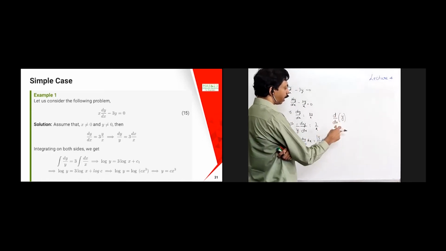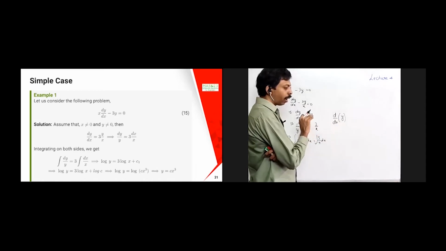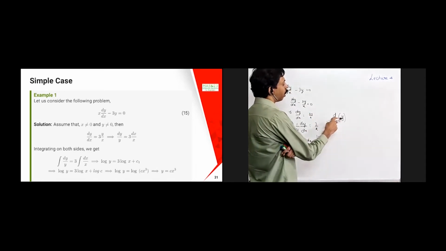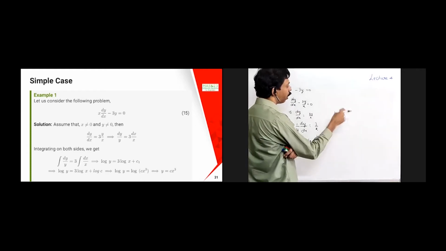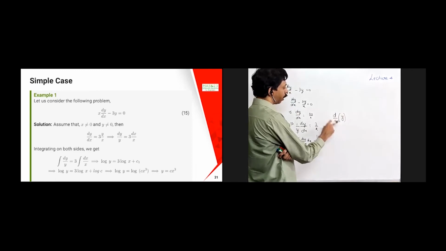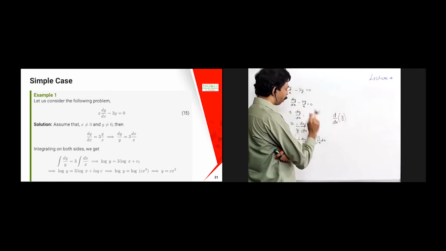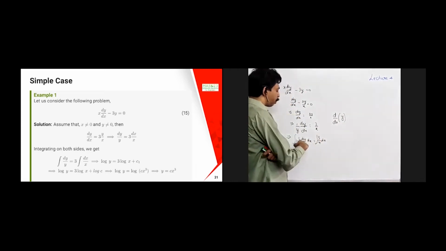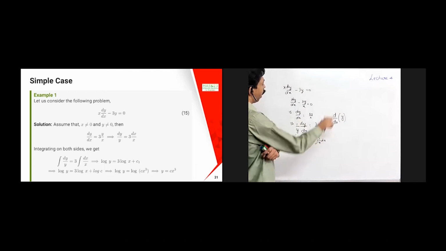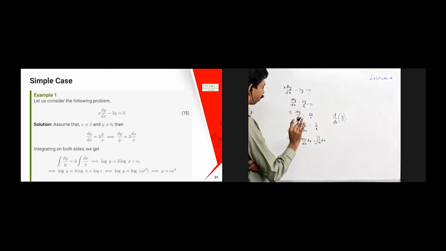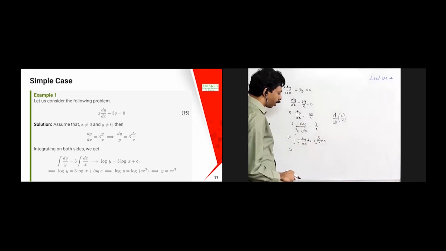Dy by dx is not a ratio. It is an operator, d by dx of y, differentiating this variable with respect to x. You should remember that it's not a ratio, because when I give this equation, people simply put dy by y here and put the dx over there. That's not the case. Dy by dx is an operator, so I have to differentiate with respect to x.